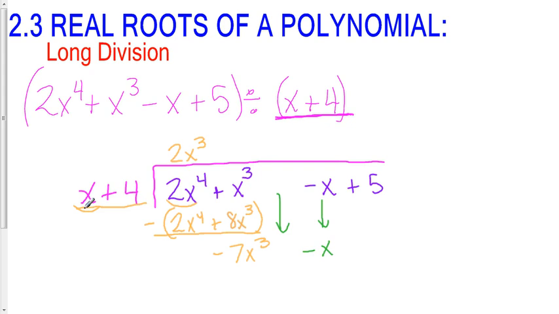And again, you would go from first term into first term. X times what is a negative 7x to the 3rd? That would be a negative 7x squared. Multiplying this by the divisor, you would get a negative 7x cubed minus 28x squared. And so actually we did not need to bring down the negative x yet.